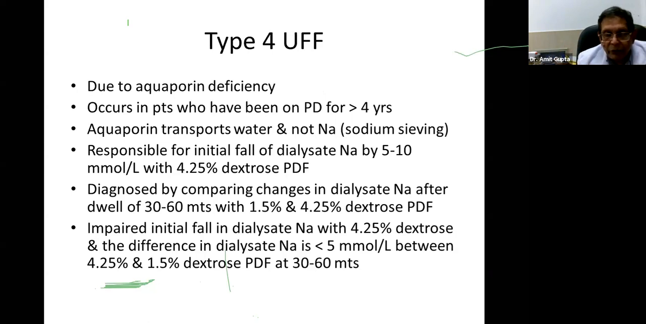If you use a 4.25% bag, you will find a drop of sodium in the initial first hour by about 5 to 10 millimole. But if there is no drop of the sodium levels at the end of 1 hour using a 4.25% bag, that is, the drop in sodium is less than 5 millimoles per liter, this suggests that there could be an aquaporin deficiency. And this could lead to something known as type 4 ultrafiltration failure.